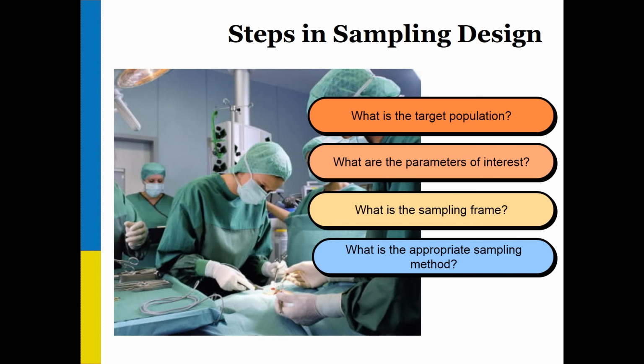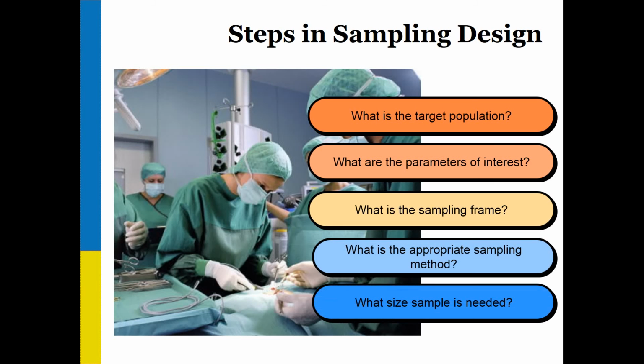So we need to choose what sample method is appropriate, and we need to work out what sample size is required. So the sample size is based on how good we require our estimate to be. So the better we want our estimate to be, the more data that we need to collect.